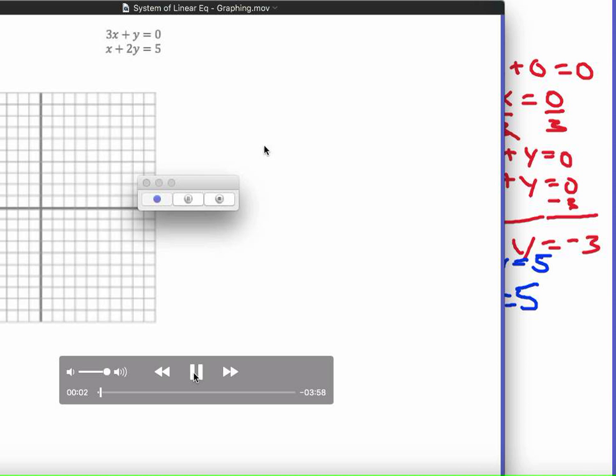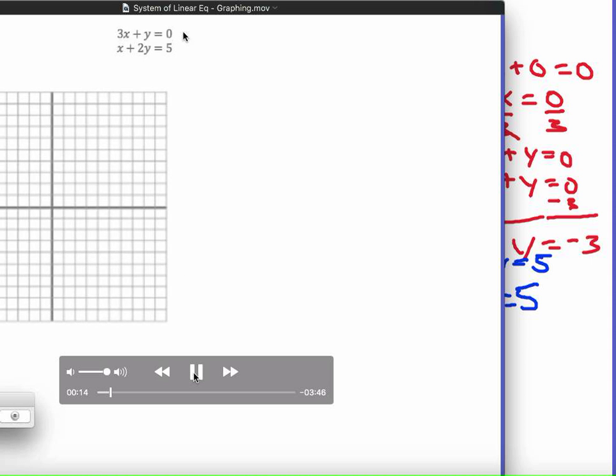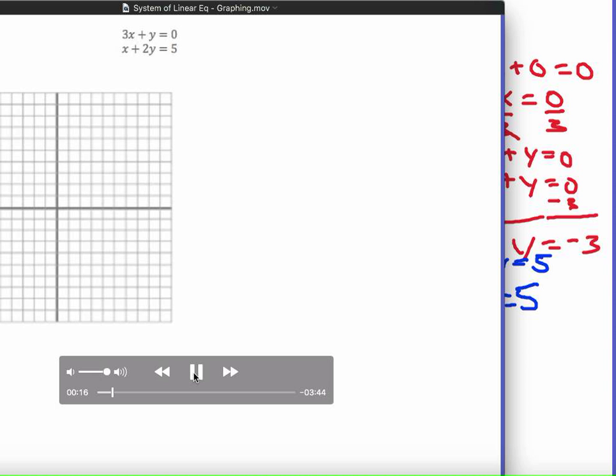This video is to show you how to graph a system of linear equations to find the solution. So move this out of the way and bear with me. This is my first video in quite a while. So we want to take this first equation and graph it. A number of ways we can do that. One of the ways is we can find the x and y intercepts. The x-intercept is when y is equal to 0.